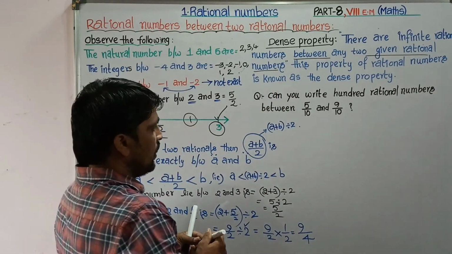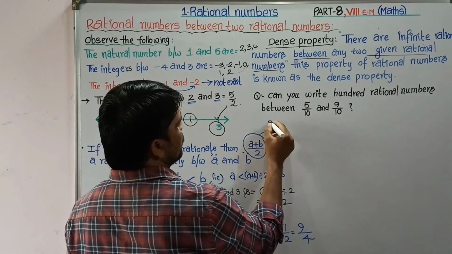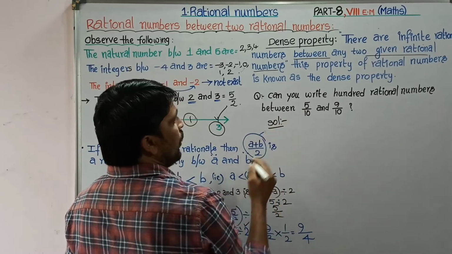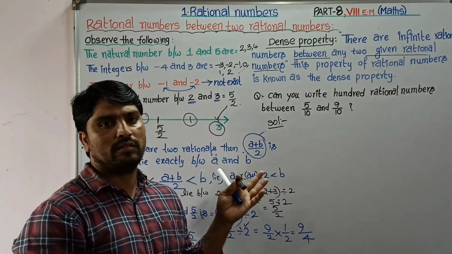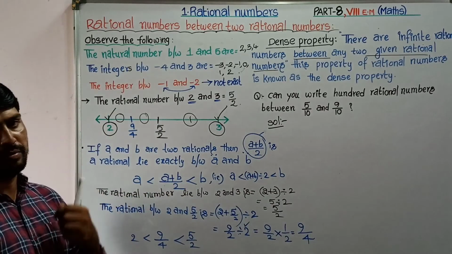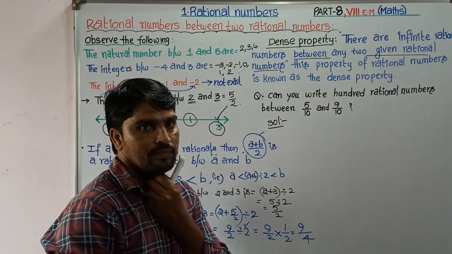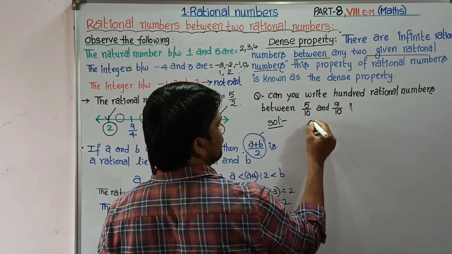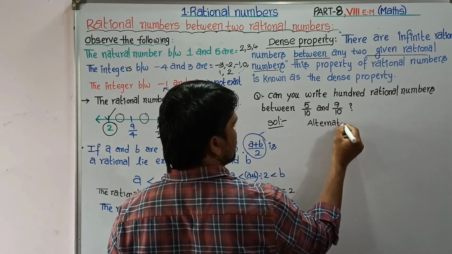Let us see another example. Can you write 100 rational numbers between 5 by 10 and 9 by 10 using this average method? We can, but it is a lengthy process. Let us see an alternate method.